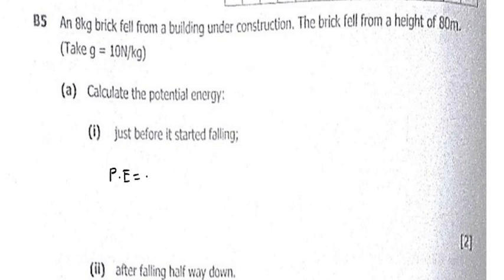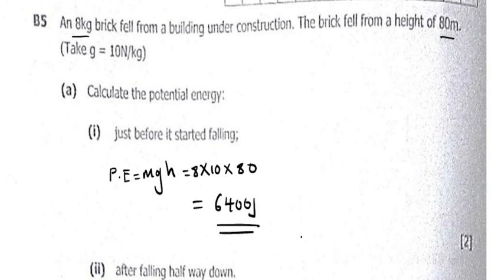Potential energy is given by mgh, where m is the mass, which is 8 kg. The mass should be in kg. The gravity, they've given us 10 newtons per kg. The height should be in meters, which is 80 meters. So when you multiply 8 times 10, that's 80. Then 80 multiplied by 80 gives us 6,400 joules. So that is the potential energy.